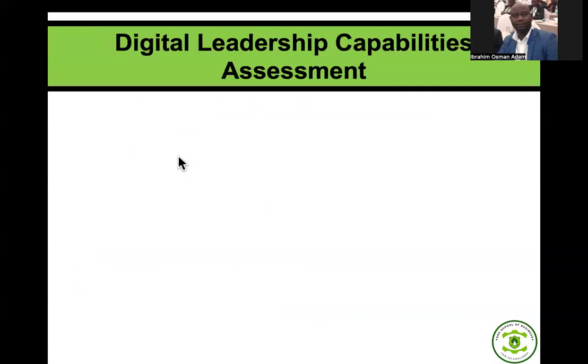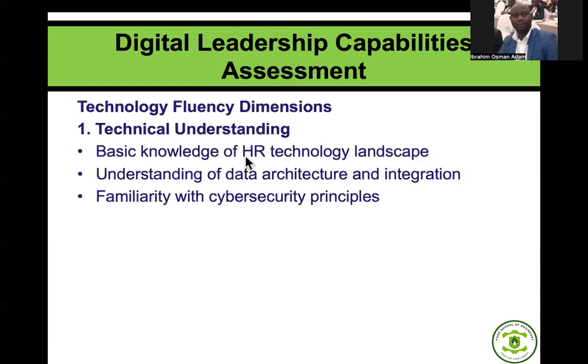Now, I want to introduce you to a framework for assessing your digital leadership capabilities. What I want to do is not about being a technical expert, right? It is about having the right level of technology fluency to be able to what? To lead effectively. If you don't have any bit of technology fluency, you cannot lead technology initiatives, right? You must be a little bit technology literate before you can do that. Now, in terms of technology leadership capabilities, as I've indicated, this is a framework for assessing one's digital leadership capabilities.